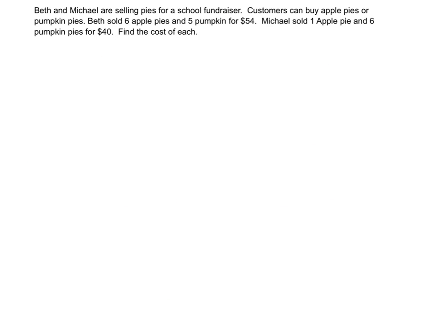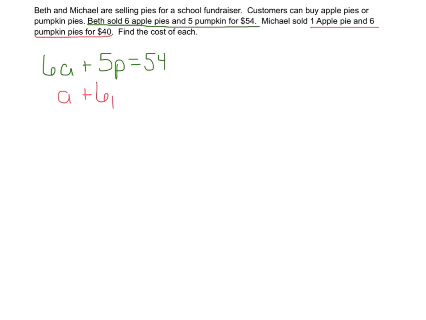Similar word problem here. We're still going to set up systems of equations. It says Beth and Michael are selling pies for a school fundraiser. Customers can buy apple pies or pumpkin pies. It says Beth sold 6 apple pies and 5 pumpkin for $54. So that would be 6 apple plus 5 pumpkin, and she made $54. It says Michael sold 1 apple pie and 6 pumpkin pies for $40. So 1 apple plus 6 pumpkins equals $40.